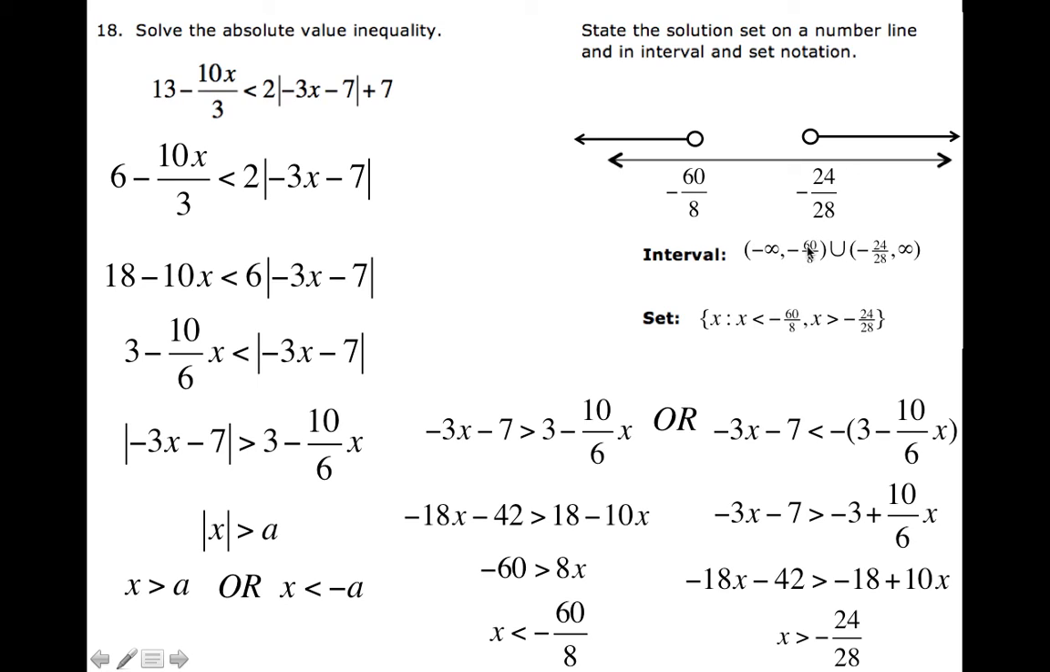In interval notation, it looks like this, because it goes from negative infinity all the way to this number, negative 60 over 8. Union, we have an OR situation, or we have x values greater than this. So there's that all the way to infinity.